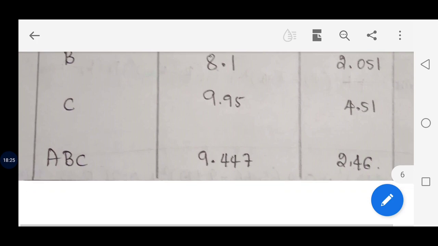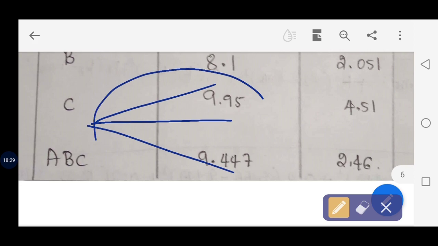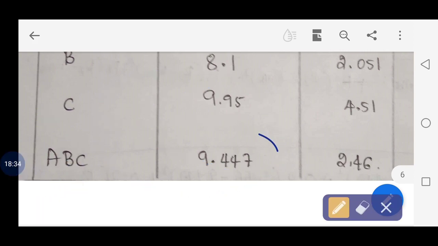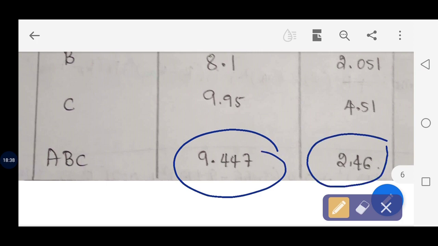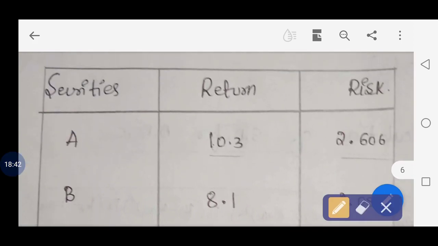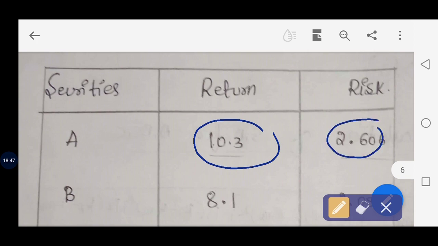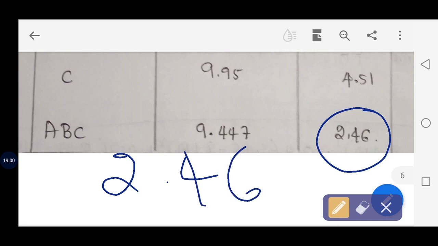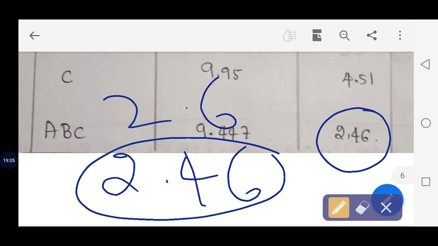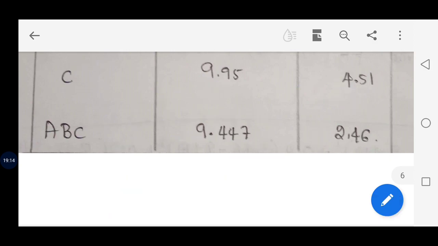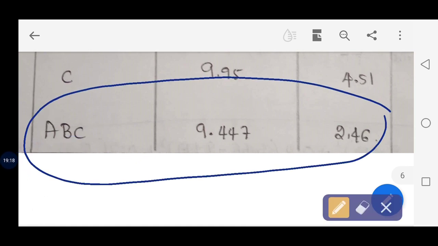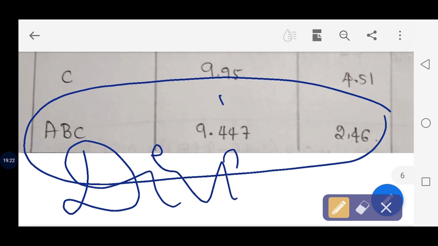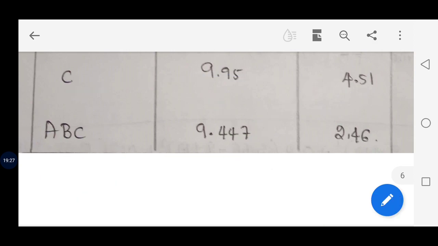Why should one invest in it? Now look at diversification: what happens if you divide all the amount among the 3 securities. The return is 9.44 and the risk is 2.46. Now you may say, ma'am, if I invest in A, I get 10.3 return with 2.6 risk. Okay, the expected return may be higher, but look at the risk, 2.6. If you are investing in all 3 securities, your risk will be 2.46. The 2.6 is in A, the 2.46 is in diversification, and the return 9.447 is near to 10 only. Right? So in this case also, Harry Markowitz's concept of diversification and his concept of risk and return is proved.